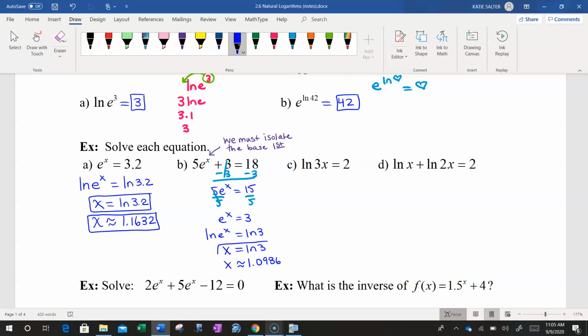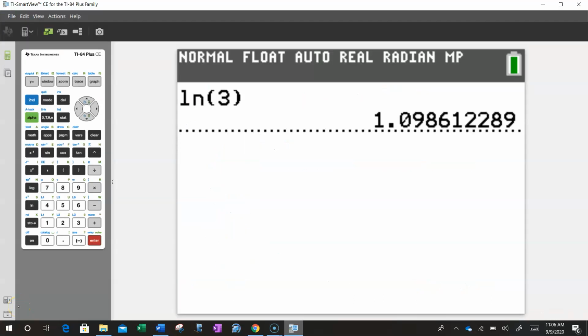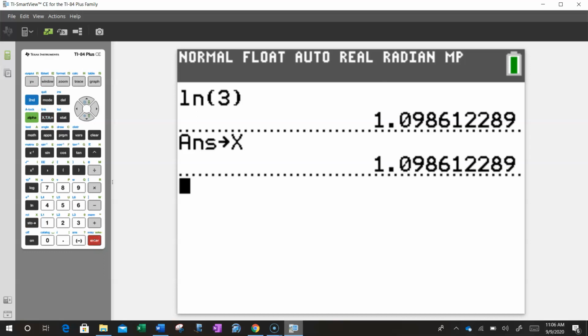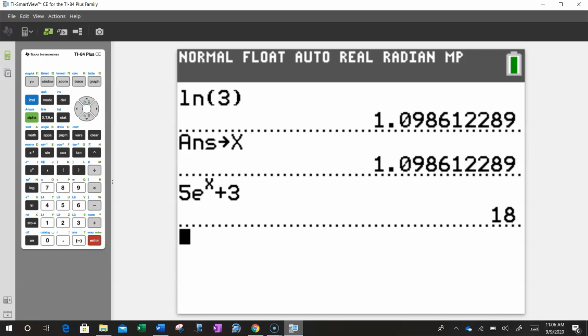Now, when you do have technology and it's calculator active, you can always check your answers too. What I can do is after I've figured out what the natural log of 3 is, I can then store it. If you just hit store, it'll pop up the answer for x. Press enter, and then I can go back and check my equation by retyping it in. 5 times e raised to the x power plus 3, and if we did this correctly, it should come out to equal 18. And it does, so we've checked it and we know we did it.